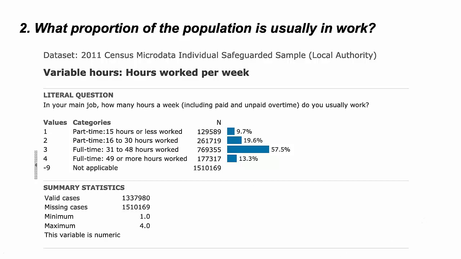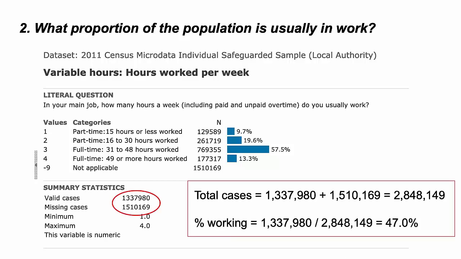But what we want to look at is the total cases again. And so to work out the total cases, we add together the valid cases and the missing cases, and we get that same number that we had before, that 2.8 million. And so then we know that the number of people working is this 1.3 million. So if we divide the 1.3 million by the 2.8 million, we get the 47%. So we know that about half the population is normally working.